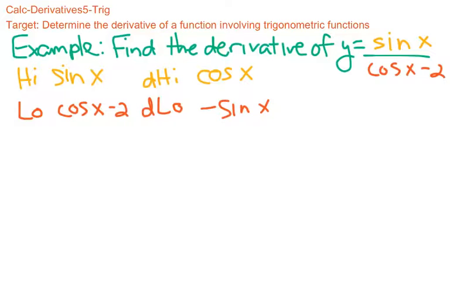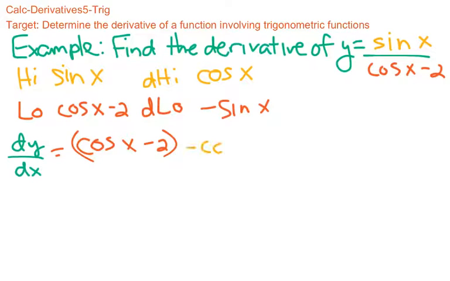All right, now, you know what I'm going to ask you to do right now. Get ready. 3, 2, 1. Low d high, minus high d low, over low low. Now let's increase that pitch a little bit. Low. Just kidding. Cosine x minus 2, that's your low. Low d high: cosine x minus 2 times cosine x, minus high, sine x, I use parentheses, d low.